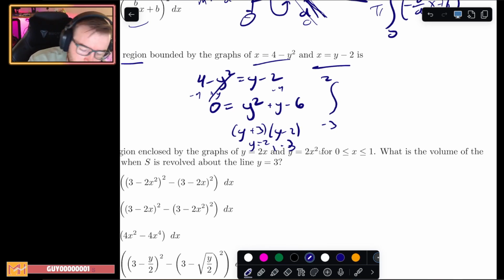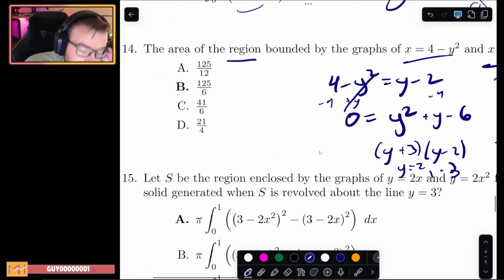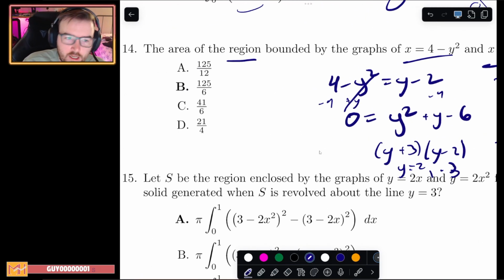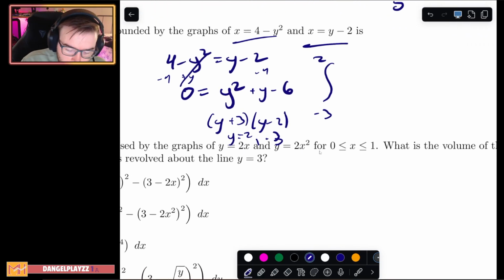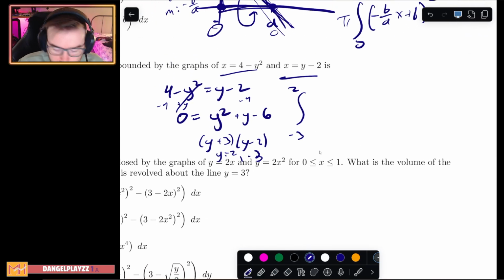This is a situation where, if I accidentally do left minus right, what's the worst that can happen? The answer is the opposite of what it should be. So if I get -125 over 6, oh, it's got to be B. I just had them backwards, right? So let's flip a coin. Do I do 4 minus y squared or y minus 2?